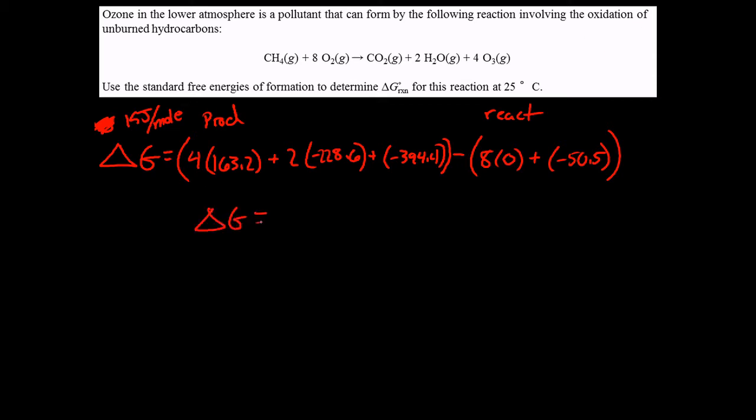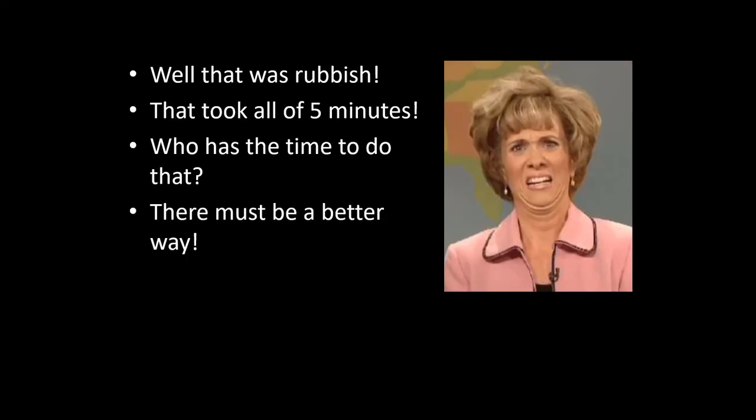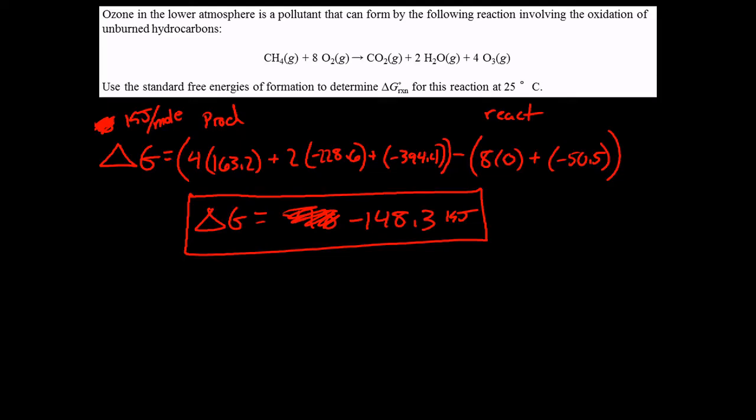Delta G for this reaction is negative 148.3 kilojoules. So again, that per mole goes away since we're multiplying by the number of moles in the coefficient. Alright, hopefully that made sense. And hopefully you can see how that is so much shorter than doing it the way we did back here, where we had three different equations essentially instead of just one.